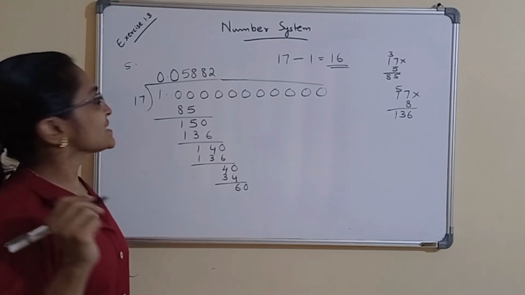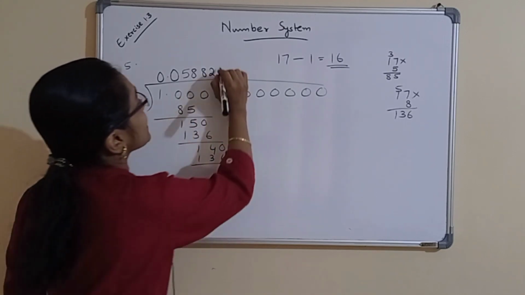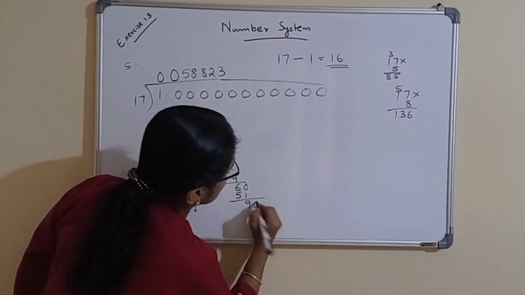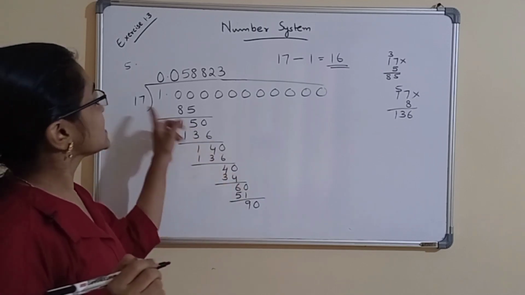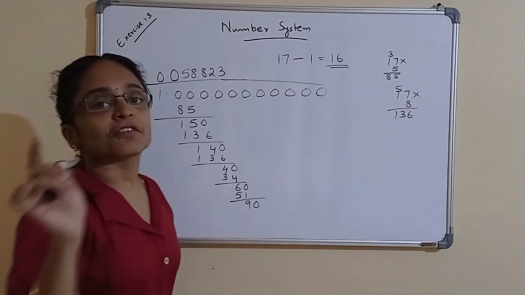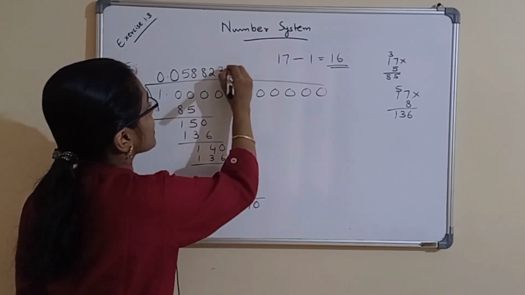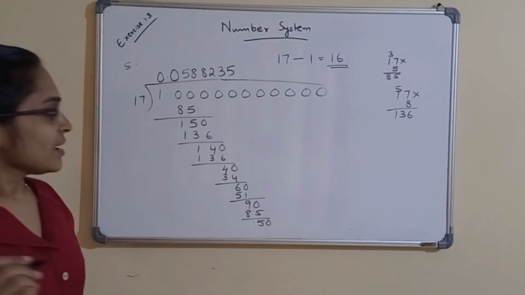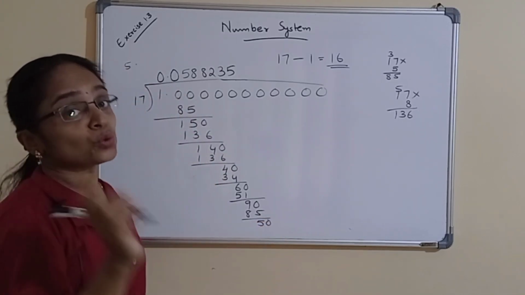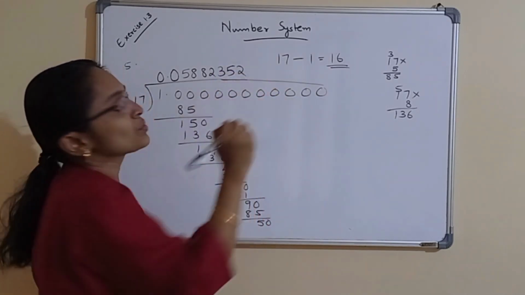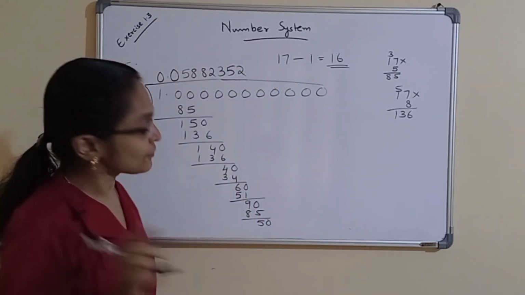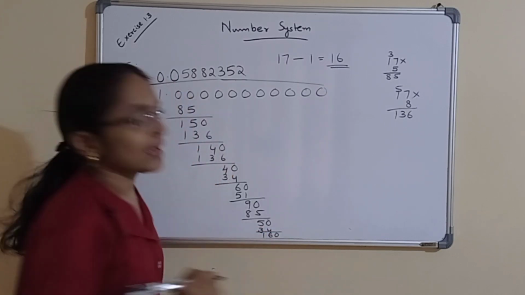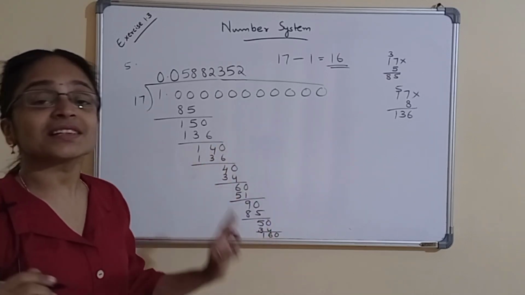So 60. 60 divided by 17 is 3. 17 into 3 is 51, and the remainder is 9. Now bring 0 down. Then 90 by 17 is 5, because 17 into 5 is 85. So 5, 85, then 50. And 17 will go in 50 2 times, because 17 into 2 is 34 and 17 into 3 is 51. So 34 and the remainder is 16, and we'll get 160 if we bring 0 down.